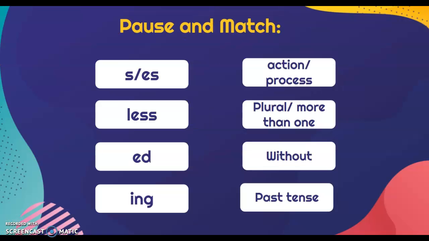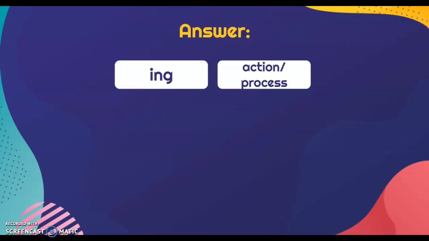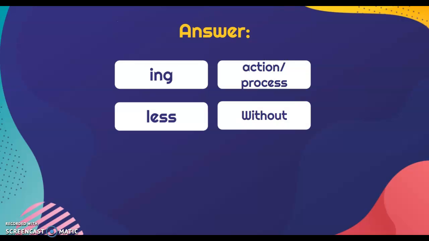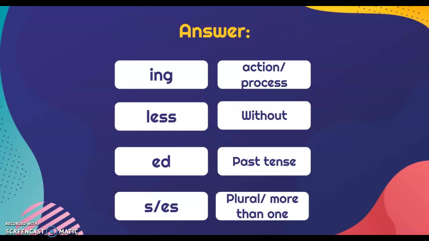Now the time for the suffixes. Please pause and match the suffix to the definition or meaning. Once you have matched them, restart the video to check your answers. Here are the answers. Ing is an action or process. Less is without. Ed is past tense. S or es is plural, more than one.